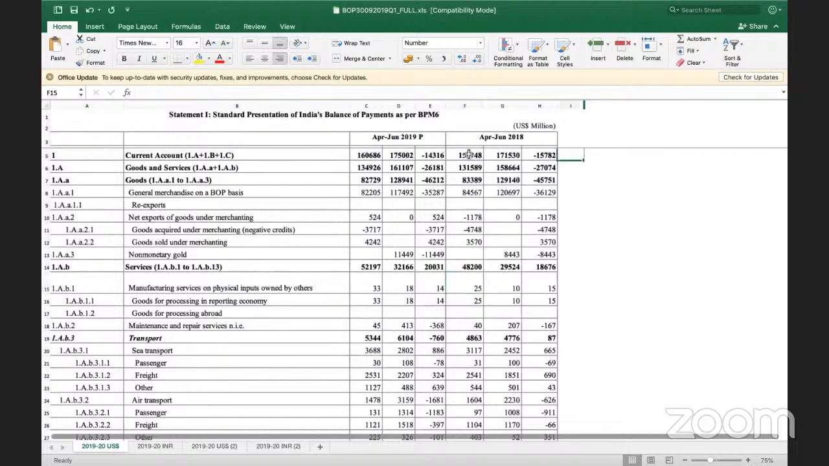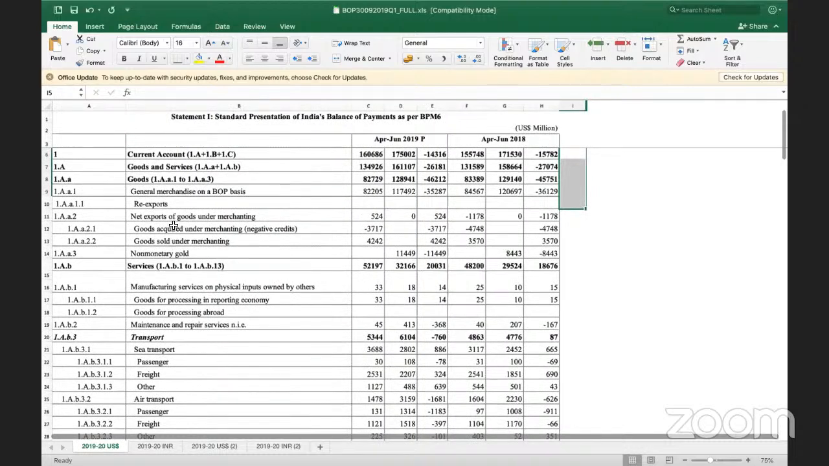Sorry, these are different quarters. I'm comparing this quarter with this quarter. It was 84,567, and now it is 82,207. When you compare, you will get a percentage, and you will also get a graph curve, and based on that, you can go on explaining your analysis.